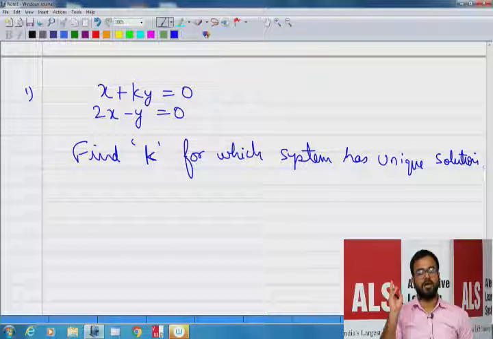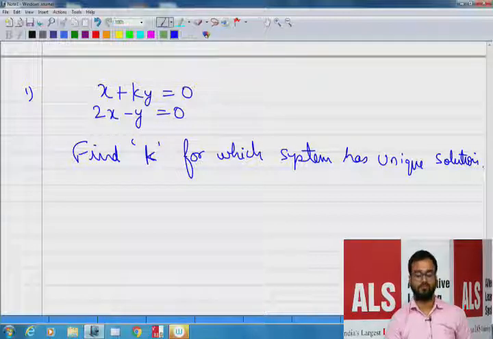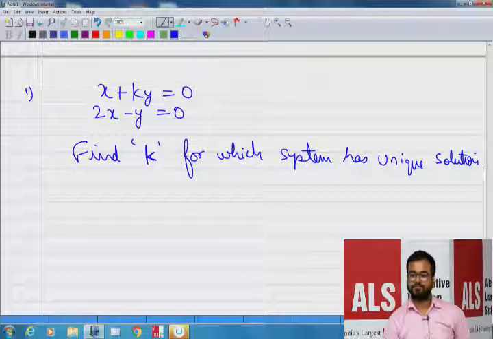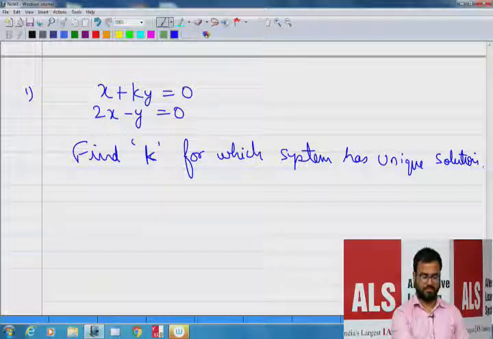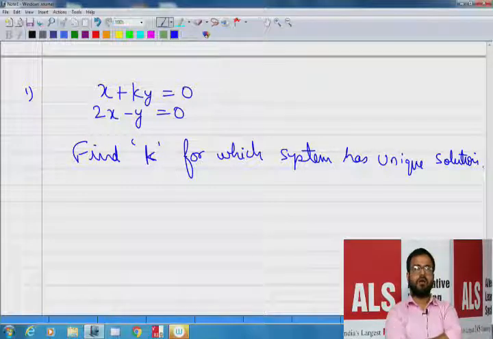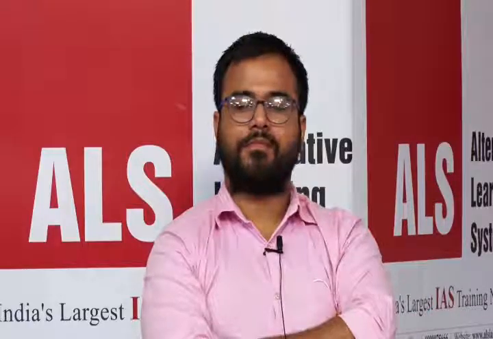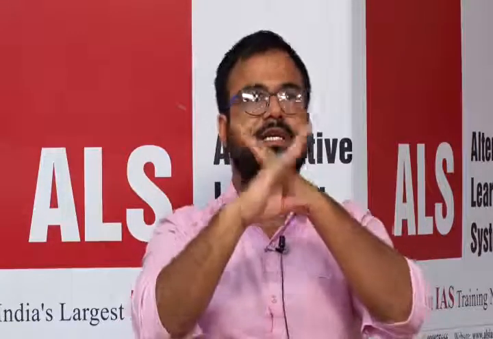So there are three properties or three conditions: unique solution, no solution, infinite solution, which gives the relationship between the coefficients of x and y and the constant. Unique solution means that the lines should intersect at one point.